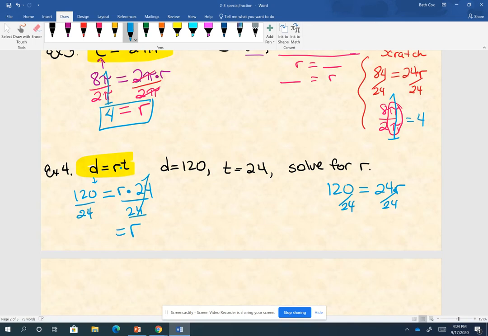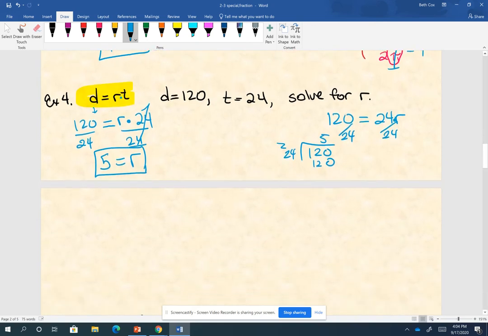And now I do 120 divided by 24, which is, if I'm not mistaken, 5. I think it's 5. It's 5. There we go. So R is 5. Okay, so that's those formulas.